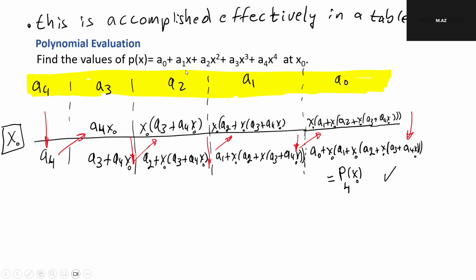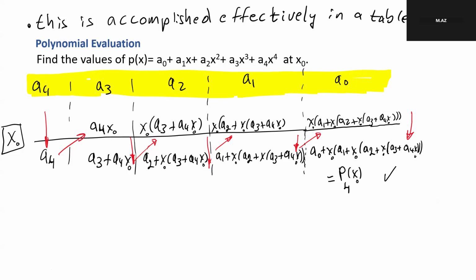We have a4, a3, a2, a1, and this is about the constant value. And now we are trying to find the value of this polynomial function at x0. How the algorithm works: first we write the coefficient of the highest order, then multiply it by x0 and write it here, and then we add it to the next coefficient.